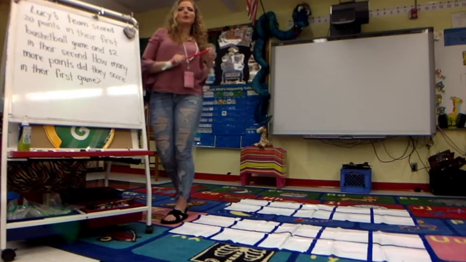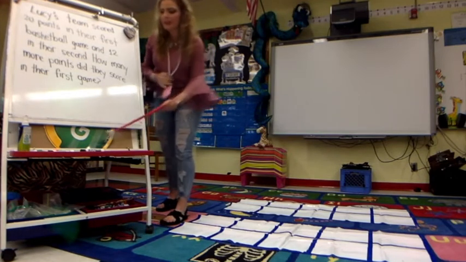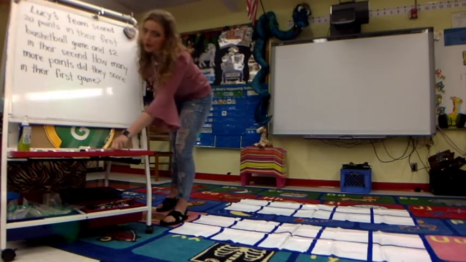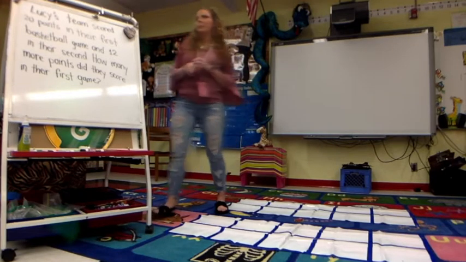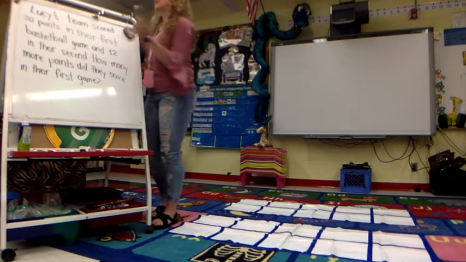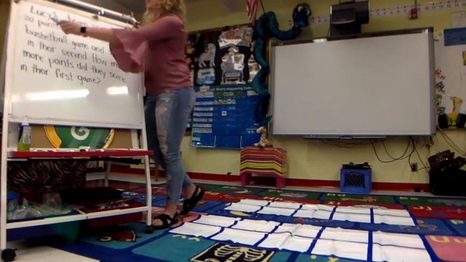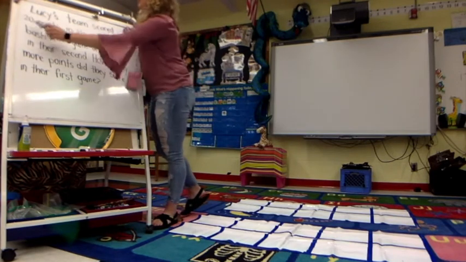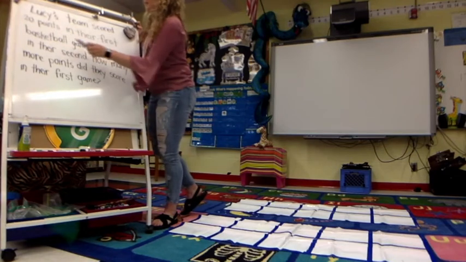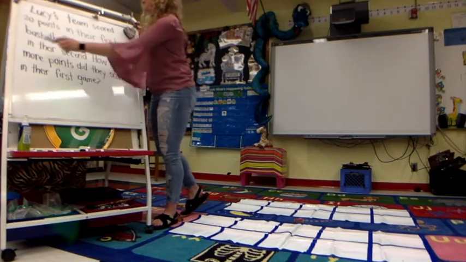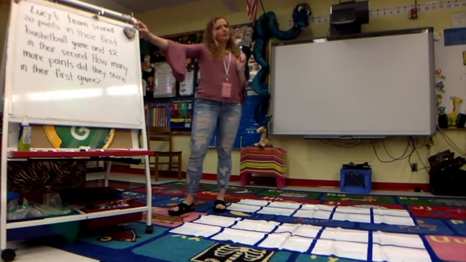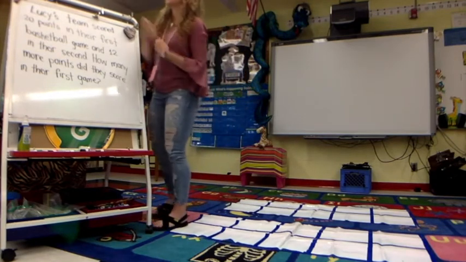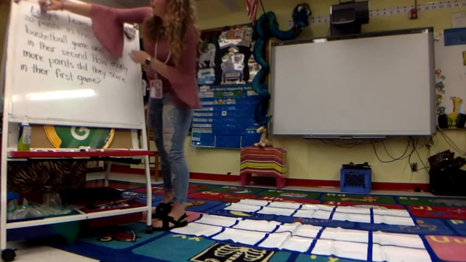Now remember, when we do word problems, we need to underline the important things and circle the question. So we're going to go back to the problem and underline what is important. Okay, read it with me again. Ready? Lucy's team scored 20 points in their first basketball game and 12 in their second. Think about that. Is that important? Yes, that is important. So we are going to underline the first sentence.